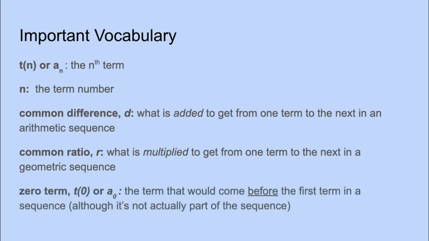Finally, we have our 0 term. We say T of 0 or a0, the term that would come before the first term in a sequence. So we wouldn't graph it. It's not actually part of the sequence, but it can be helpful for writing the equations.